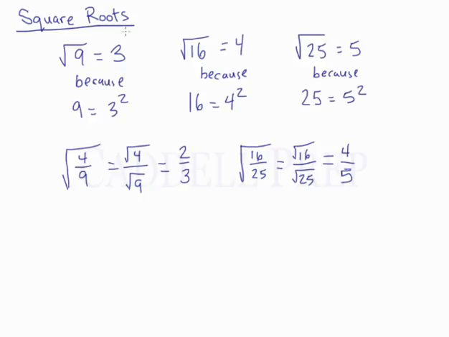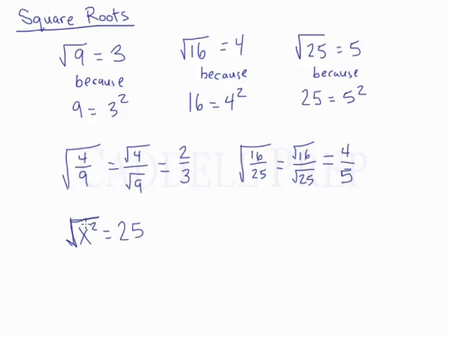Okay, now I told you in the beginning that square root is the inverse of squaring something. So this is going to come in handy in algebra when we have something like x squared equals 25. We want to find out what x equals, so we have to get rid of this squared up here. So we have to do the inverse of squaring x, which would be to do the square root of it.